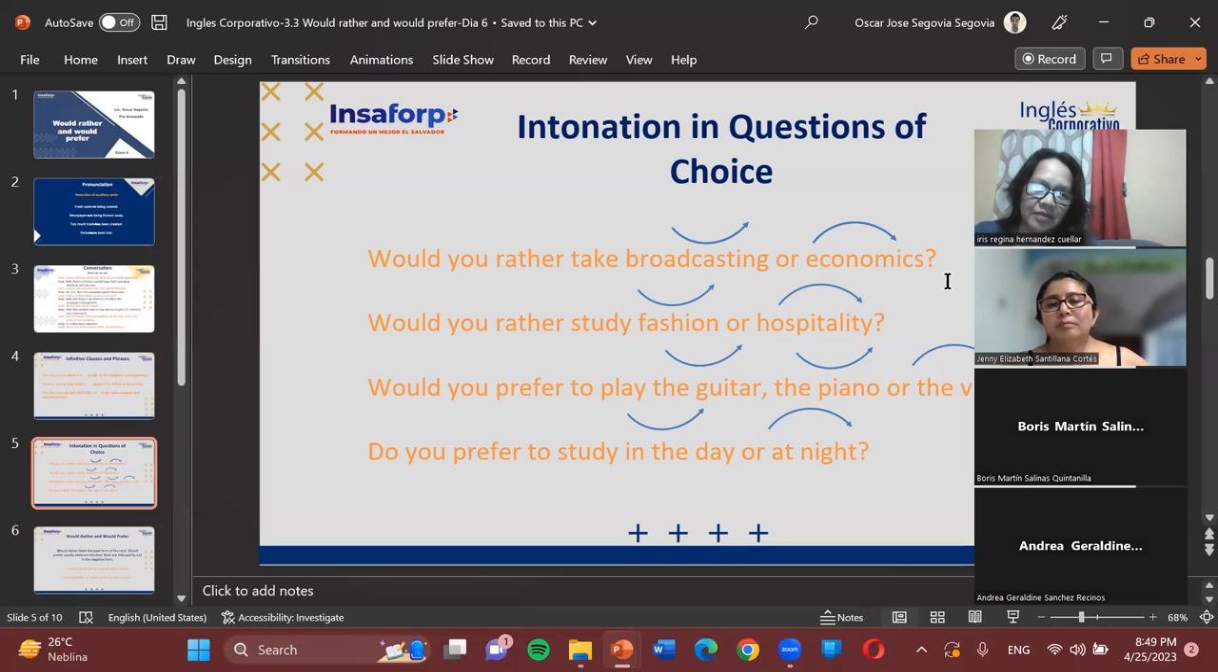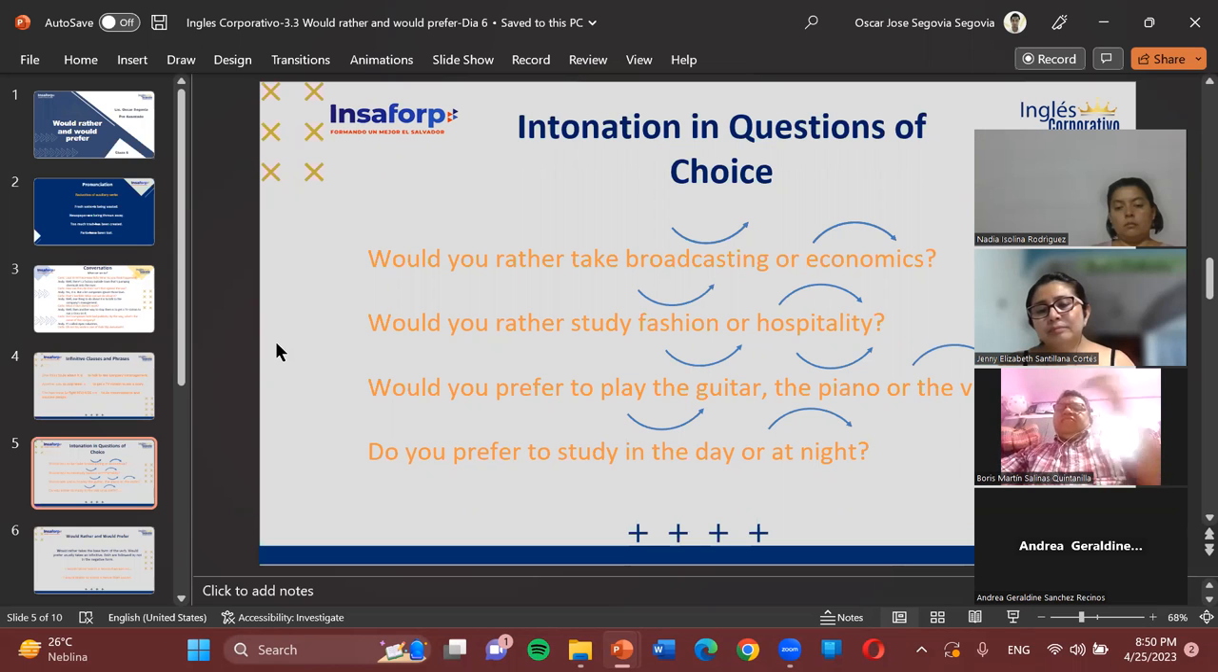Okay. Would you rather take broadcasting or economics? Would you rather study fashion or hospitality? Would you prefer to play the guitar or the piano or the violin? Violin. Do you prefer to study in the day or the night? All right. Very nice. That's the idea.